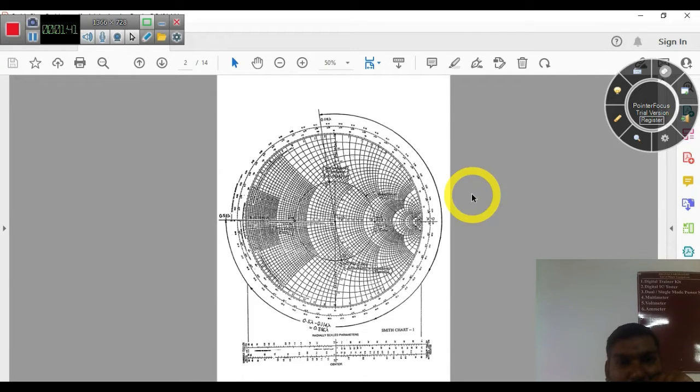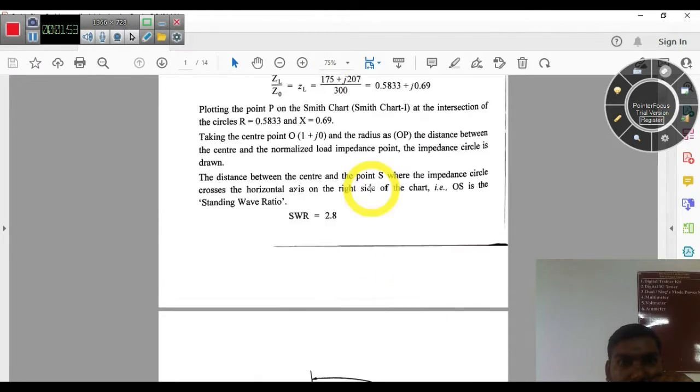This is a graphical method. We can calculate by using an analytical method, and also you can calculate by using a Smith chart, which is a graphical method. So let's start our problem.